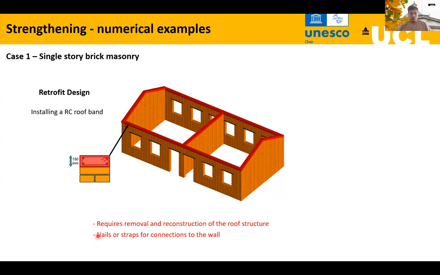So we can use nails or straps at regular intervals for this, because if we had reinforcement coming vertically, then it would be much easier to connect this with the vertical structure. But there is none in this building, being unreinforced. So we need to use nails or straps at regular intervals so that we get proper connectivity between the horizontal and vertical structure.